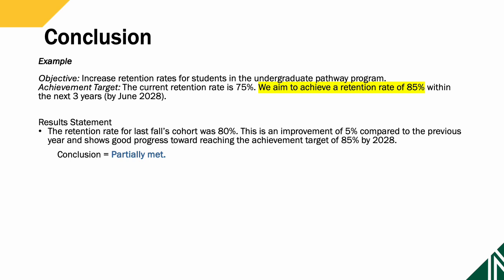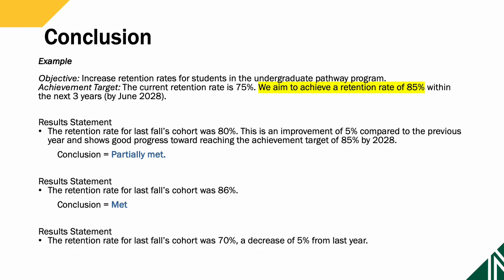In the second example result statement, we've achieved a retention rate of 86%. That exceeds the target we set of 85%, so we've achieved our objective. We'd conclude that we've met our target. In the final example result statement, our retention rate is below where we started. Clearly, we haven't made any progress. Here we would select not met.